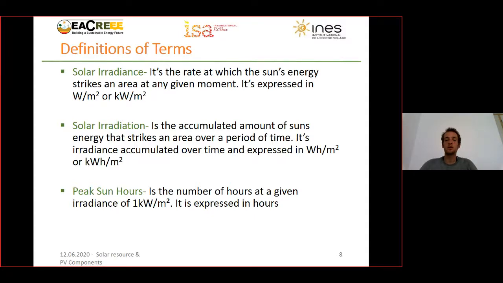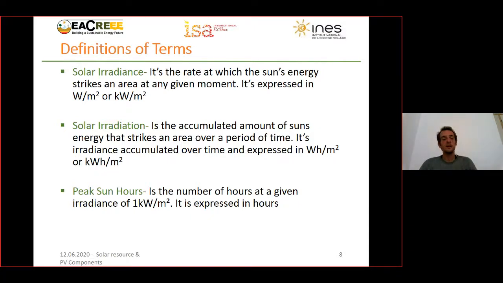Second term is solar irradiation. And solar irradiation is actually the accumulated amount of sun's energy that also strikes an area over a period of time. So you are basically accounting for many solar irradiance values, and you sum the different values of solar irradiance to get energy. And this solar energy is called, in solar technical terms, solar irradiation. And of course, as it is an energy, it is now expressed in watt-hour per square meters or kilowatt-hour per square meters.